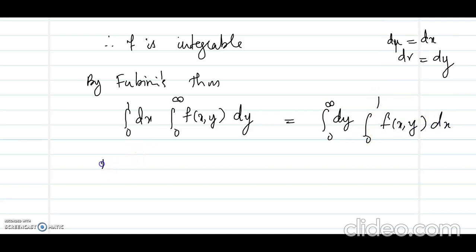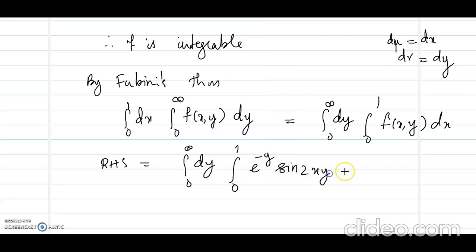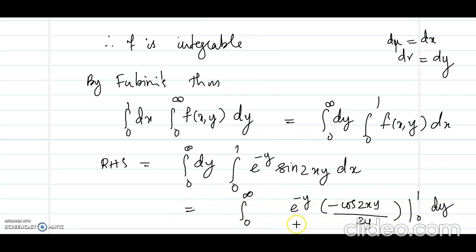Now let us take the RHS. So RHS will be integral 0 to infinity dy integral 0 to 1 f of xy dx. f of xy is e power minus y sin 2xy dx. Now we will integrate with respect to x. So the integral of e power minus y sin 2xy is minus cos 2xy by 2y, from 0 to 1.